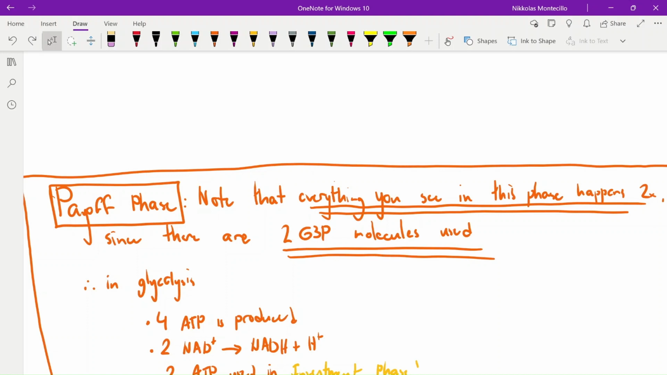So in total, we have 2 ATP used in the investment. We have 2 ATP produced in total because 4 ATP is produced and 2 ATP is used in the investment phase. And we see that 2 NAD carriers are reduced.